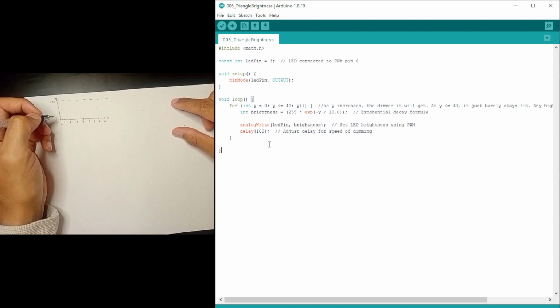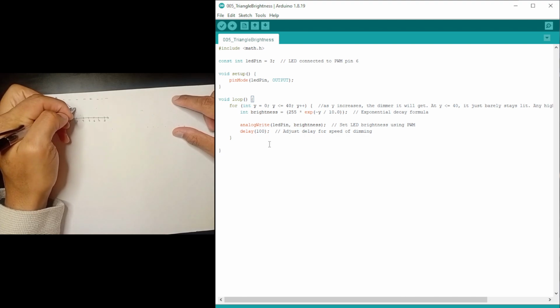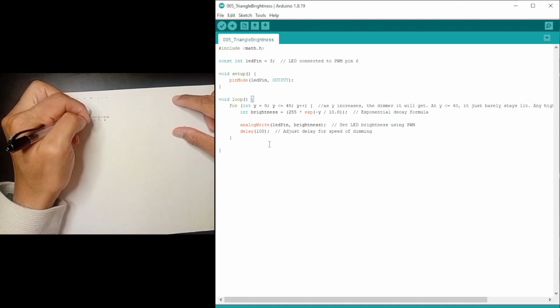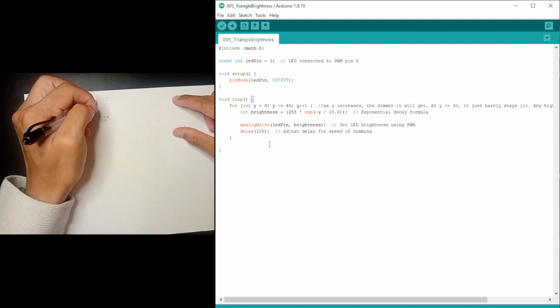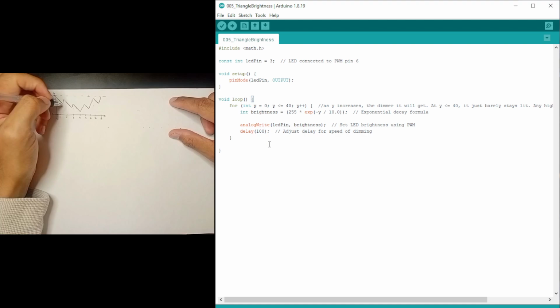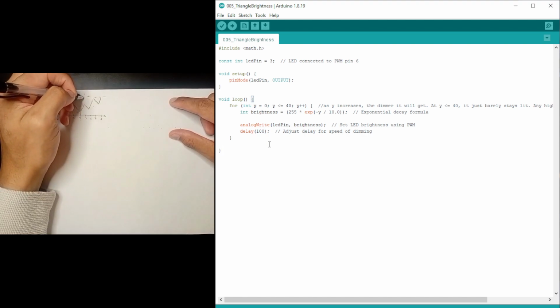Now, I want to do something like this. So whatever these equations would be, the slope that we chose can be estimated. It doesn't have to be an exact science.